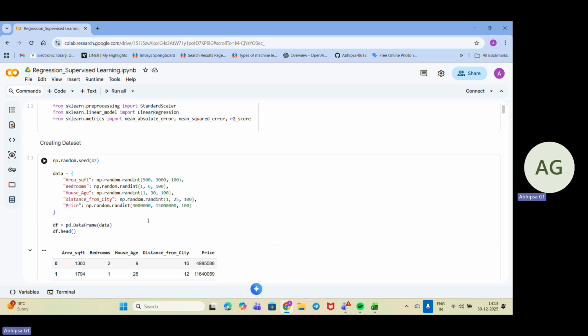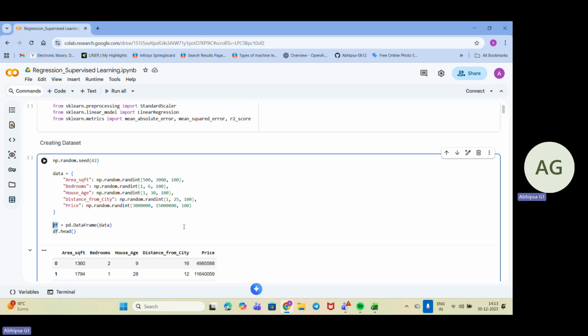We have created this data set in dictionary format, and then we have converted it into a data frame, because our model needs the data in data frame format rather than dictionary format, so that my model is able to understand each and everything in detail.